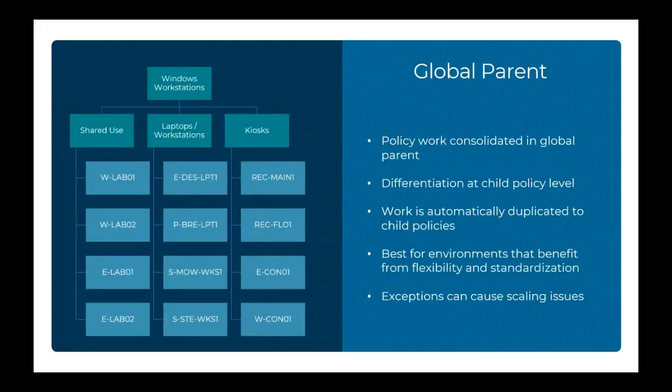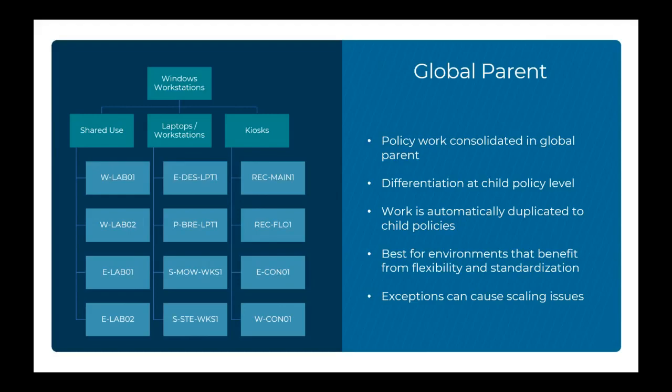So here's example number 2 of using a global parent. This is still a pretty flat hierarchy. In this case, we have all our Windows workstations, and we have shared use laptops, workstations, and kiosks as our child policies. But this could be Windows workstation client A, B, and C. It could be Windows workstations and laptops, marketing, sales, and finance. The exact use case doesn't matter here, but having that parent policy is going to drive a lot of efficiency and standardization.